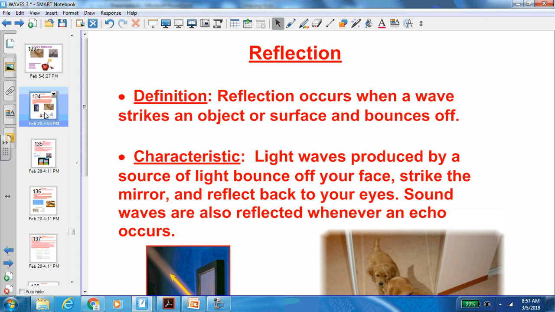We all know I look in the mirror and I see a reflection of myself. But have you ever thought about scientifically how that happens? Well, reflection occurs whenever a wave will strike an object or surface and it bounces off.